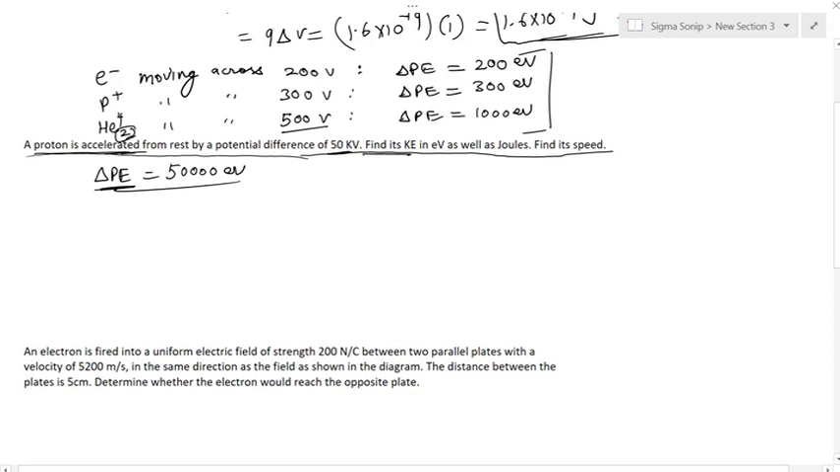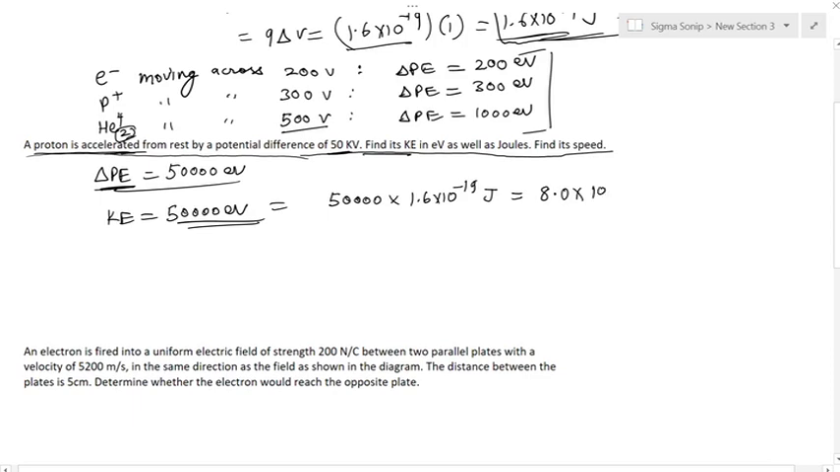So the kinetic energy is equal to the same thing, 50,000 electron volt, and it can be converted into joules now. 50,000, we already know that 1 electron volt is equal to 1.6 times 10 to the minus 19 joules. So 1.6 times 10 to the power minus 19 joule, and this we can readily write as 8.0 times 10 to the power minus 15 joule.